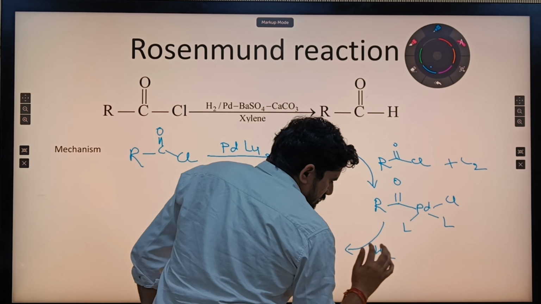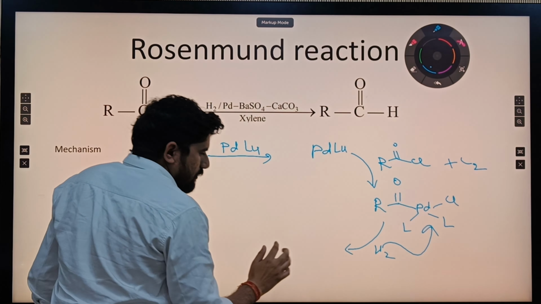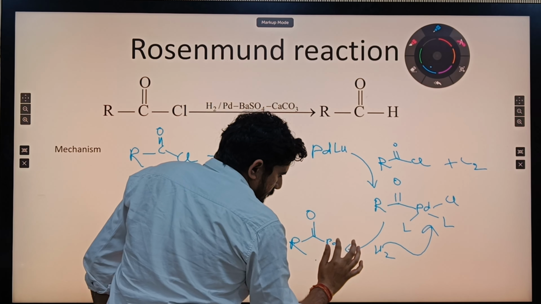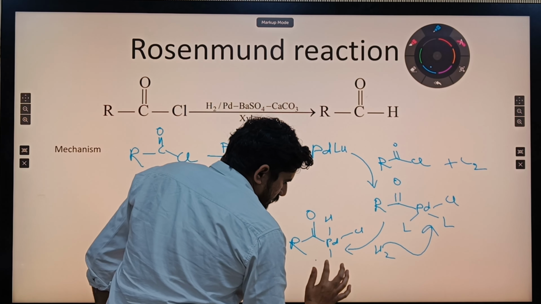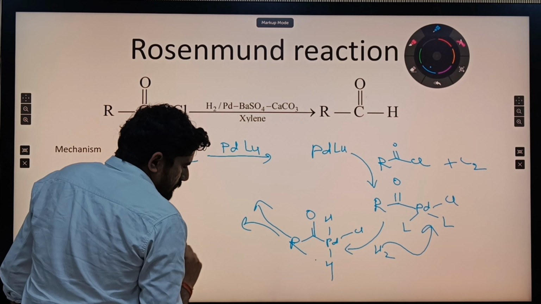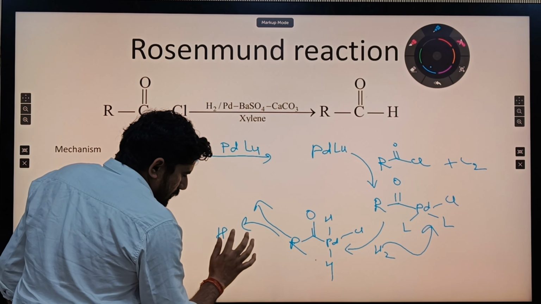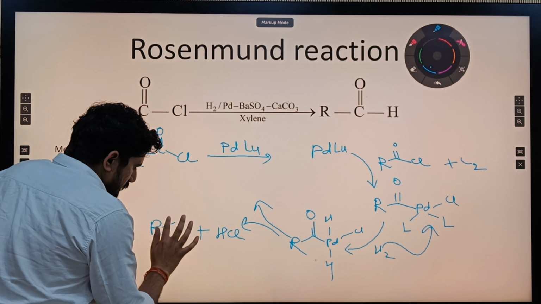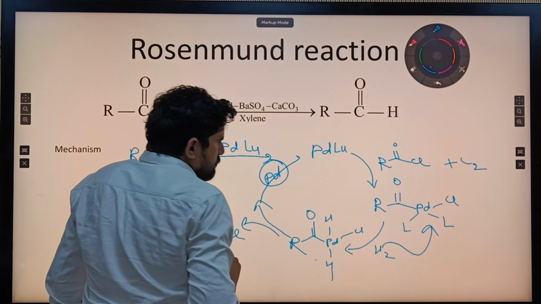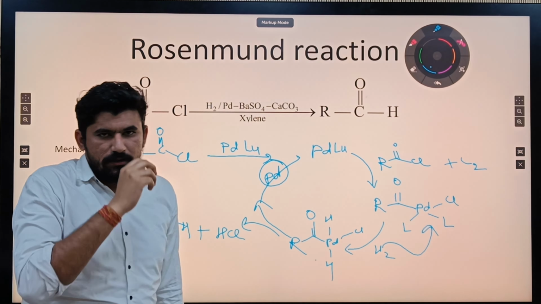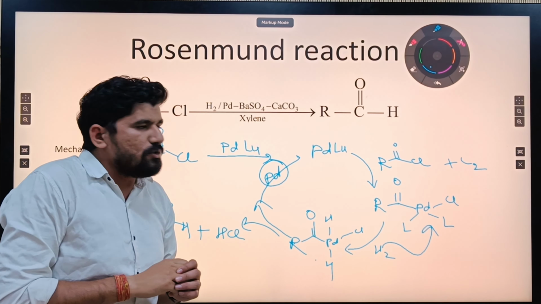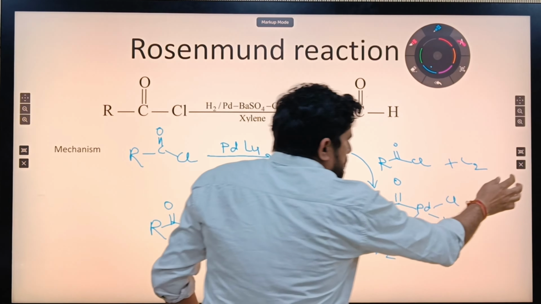Further, we have H2 in the reaction, which replaces the 2 ligands of the palladium complex, and this is the intermediate we have: Cl, hydrogen. Further, the reductive elimination will take place and HCl comes out plus the aldehyde group and the palladium. So this is a catalytic reaction in which the palladium catalyst is used. So let's move further, and we have another reaction.